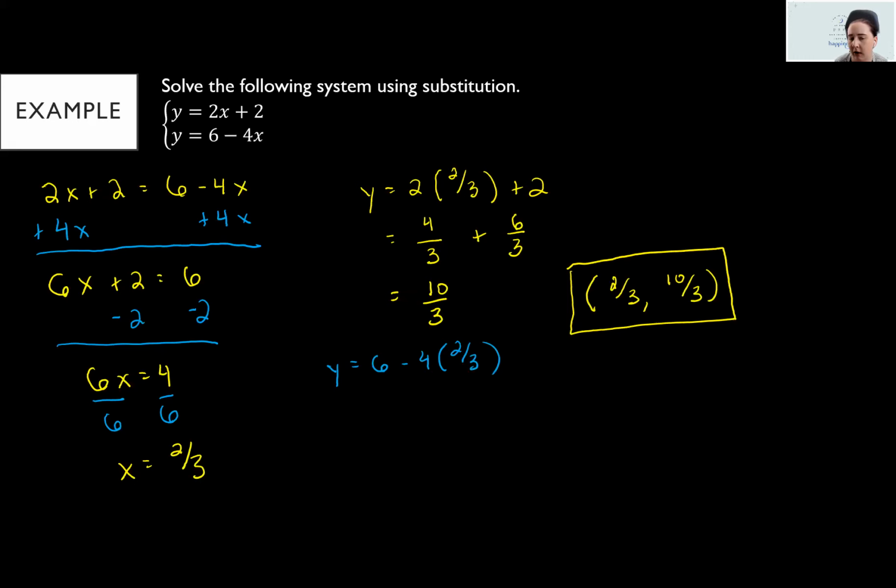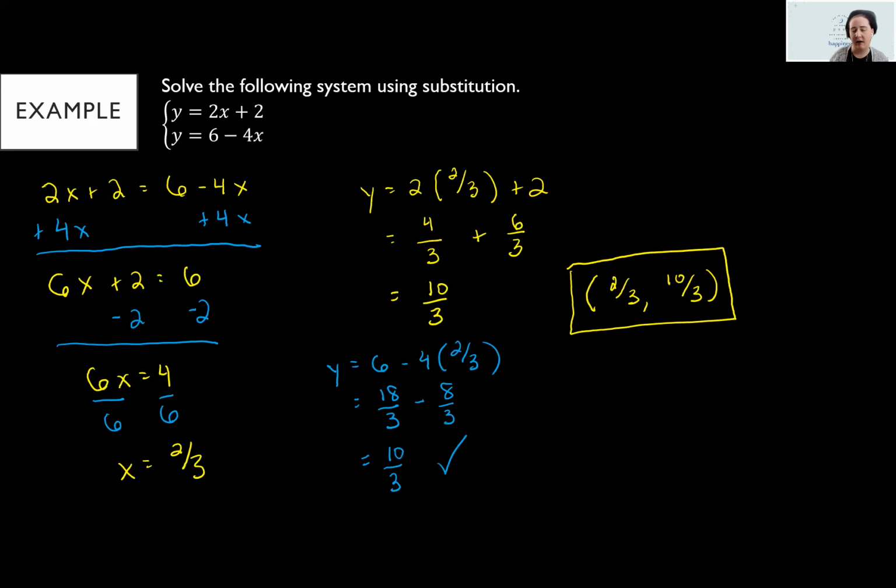So if we plug 2/3 into the second equation, we would have y equals 6 minus 4 times 2/3. So again, I'm going to have a denominator of 3. So I need to rewrite the 6 as 18/3. And then that's going to be 4 times 2, which is 8/3. And then that gives us the same answer, 10/3.